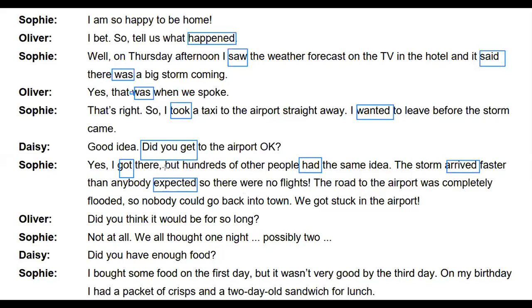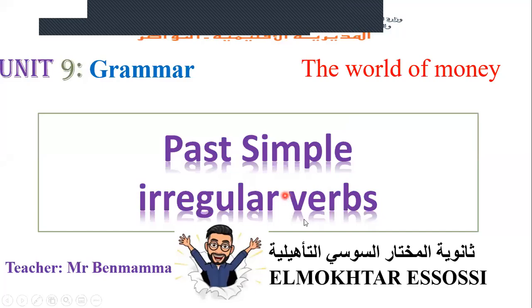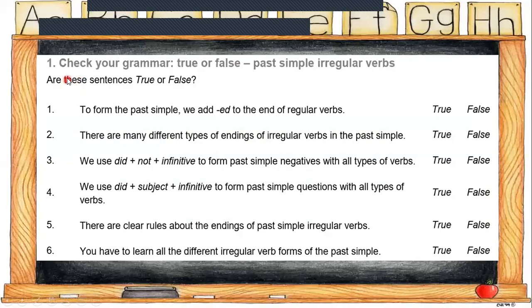Now what I want you to do, I'm going to show you some exercises. Try and do the exercises if you remember the conversation, or simply write them down on your copybook, and then go back and check the conversation to be able to answer. This is the first exercise. True or false? We have 6 sentences here. I simply want you to circle true or false. Number 1, to form the past simple, we add ed to the end of irregular verbs. Number 2, etc. Pause the video, try to answer the questions.